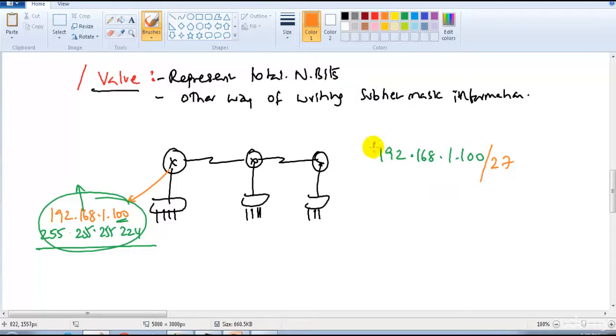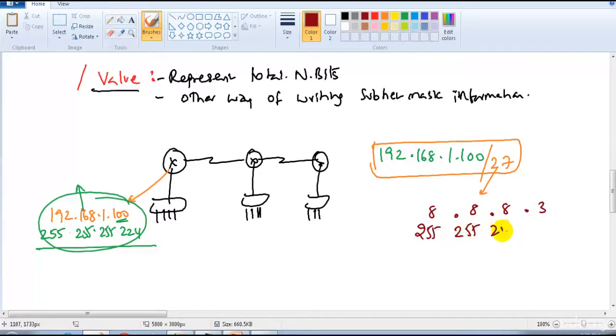So in documentation you will see it like this. It means that /27 represents 8 network bits, 8 network bits, 8 network bits, and 3 network bits. In one portion you will have only 8 bits. So which means the subnet mask is 255.255.255.